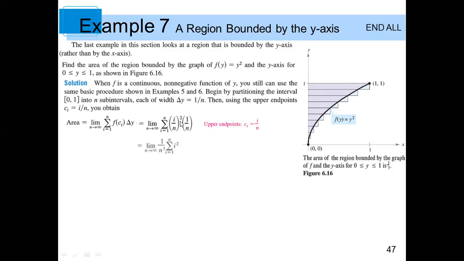So if I simplify that, I square this, factor out the 1 over n cubed, and you get 1 over n cubed, sum of i squared. Use the summation formula for i squared. Distribute everything out, break up the fractions. Now you can take the limit as n approaches infinity, you get 1/3. So the area of the region is 1/3.